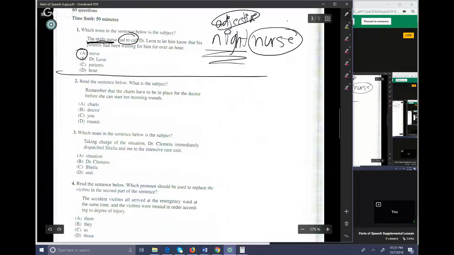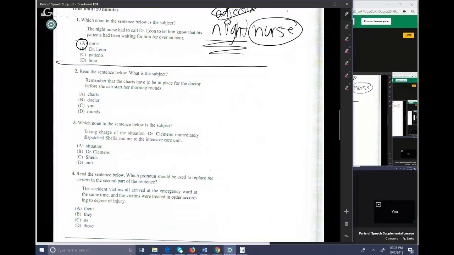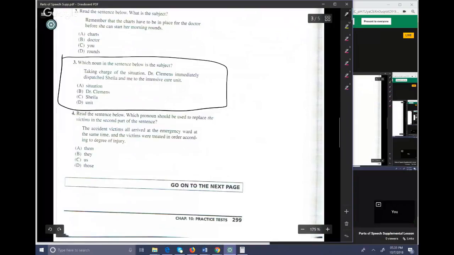So in this case, the sentence focuses on the nurse, not Dr. Leon. Dr. Leon happens to be who the nurse calls, but he is the object of the verb. He's the one who's going to get called, not the one who is making the call. I'm also going to do number 3, so I'll just be skipping around here to give you the best examples. Number 3 says, which noun is the subject?